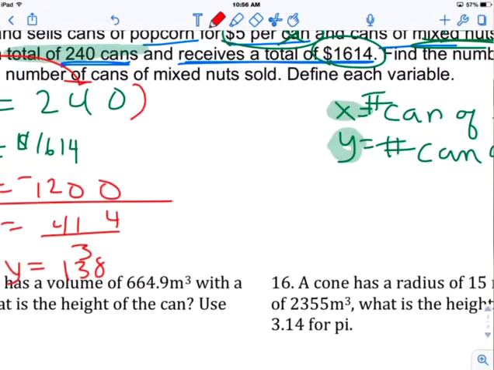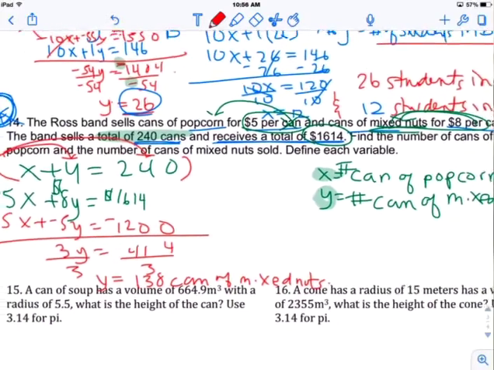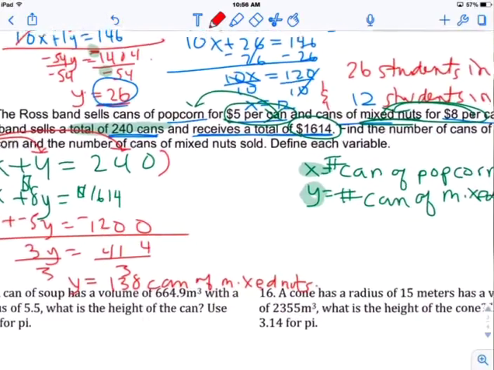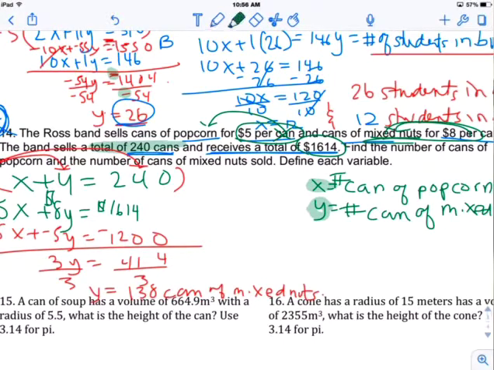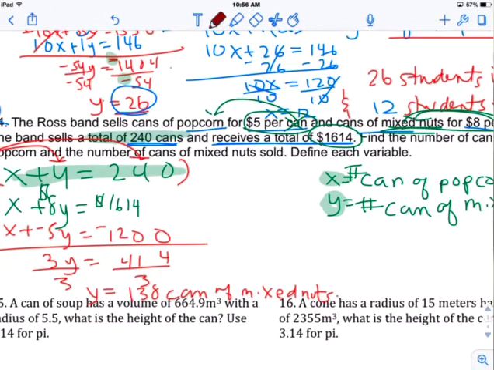There are 138 cans of mixed nuts. Okay, so how many cans of popcorn? Let's use this one. This one's an easier one. X plus y equals 240. Well, y is 138.